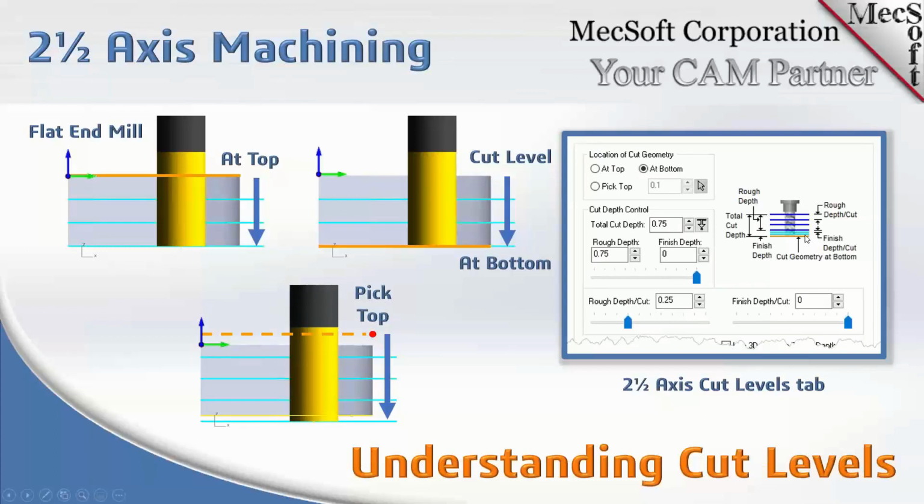Now in the picture here, you see the light blue or cyan lines. That is the finished depth. The dark blue lines is the rough depth. So you can tell it with these two sliders down below, what is my cut level for the rough depth area and what is my cut levels for the finished depth area. So that's just some basics, and you'll see these options on virtually every 2.5 axis toolpath dialog.